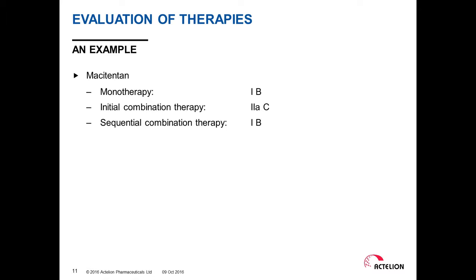There is also another aspect of the evaluation of therapy. Again, let's take macitentan as an example. If you use macitentan in monotherapy, the level of recommendation is 1B, but on initial combination therapy it is 2AC, and in sequential combination therapy it is 1B.